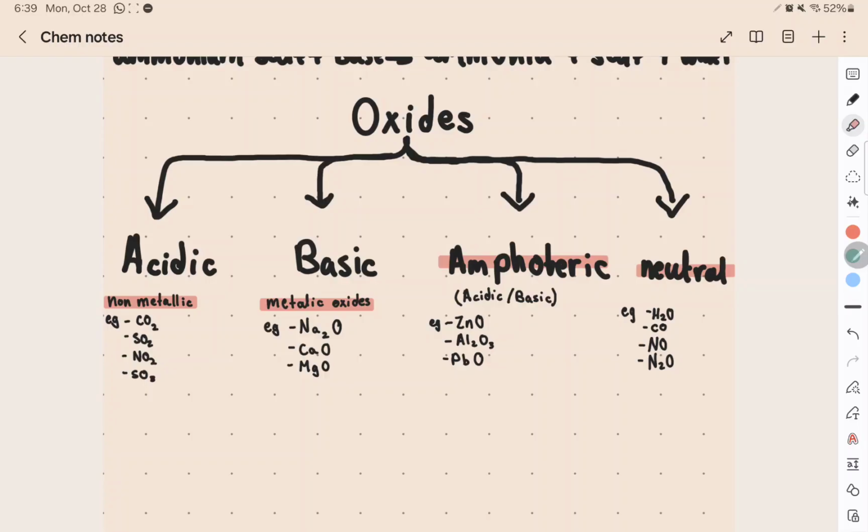So amphoteric oxides react with both acids and bases. Neutral react with nothing at all. They don't react with acids or bases. Acidic oxides react with bases, and basic oxides react with acids.